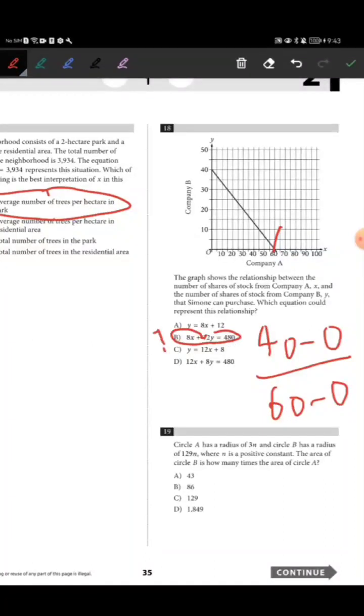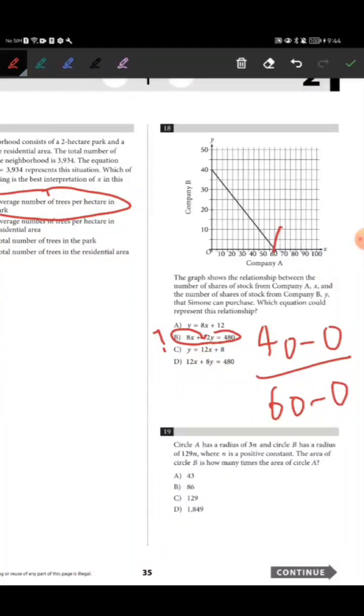Let's keep going. Y equals 12 multiplied by 60 plus 8. That would not get us the 0. So 12 multiplied by 60 is going to get us 720. 720 plus 8 multiplied by 0 equals 0. So 720 equals 480, and that is wrong. So this is not going to get us the answer.